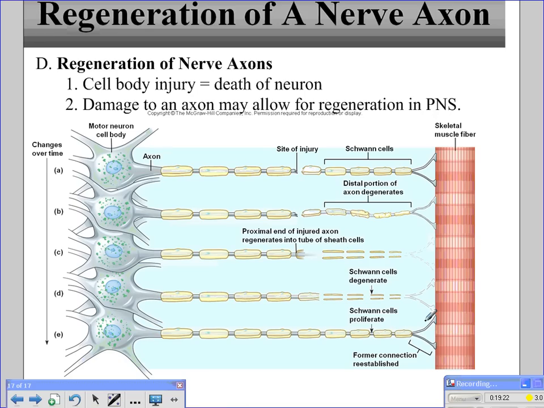Now, sometimes the connection can be reestablished exactly where it was, sometimes not exactly where it was. So the person may see a little bit less control. Maybe it's a skeletal muscle, like in this case, a little loss of control of that tissue. So that's the lecture for chapter 4.